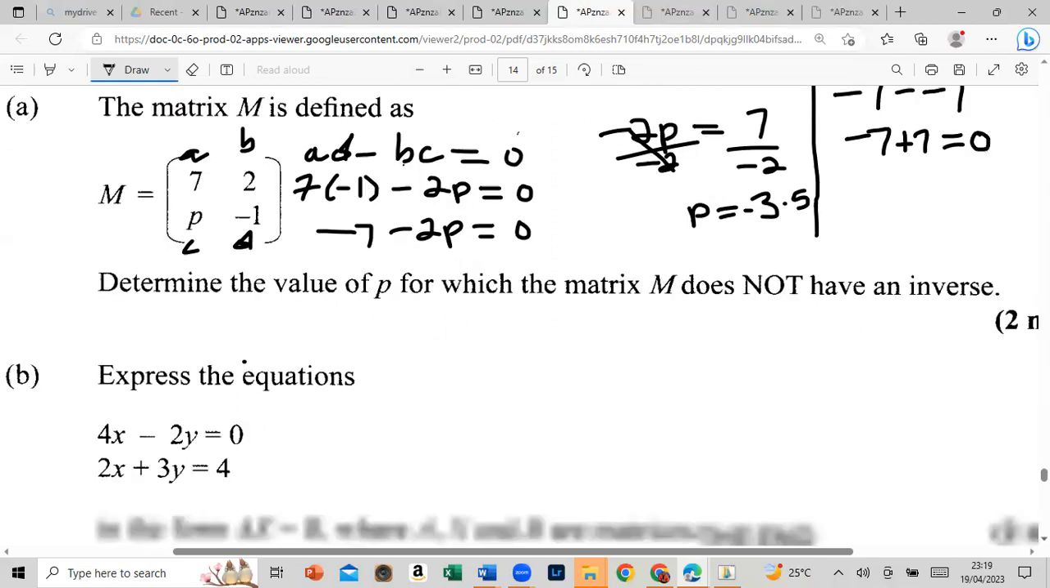Alright, so the last one, I think. Can you hear my voice? I'm so tired, guys. It says express the equation in matrix form. I didn't want us to solve for this one, but what I want you guys to do is to solve for it.